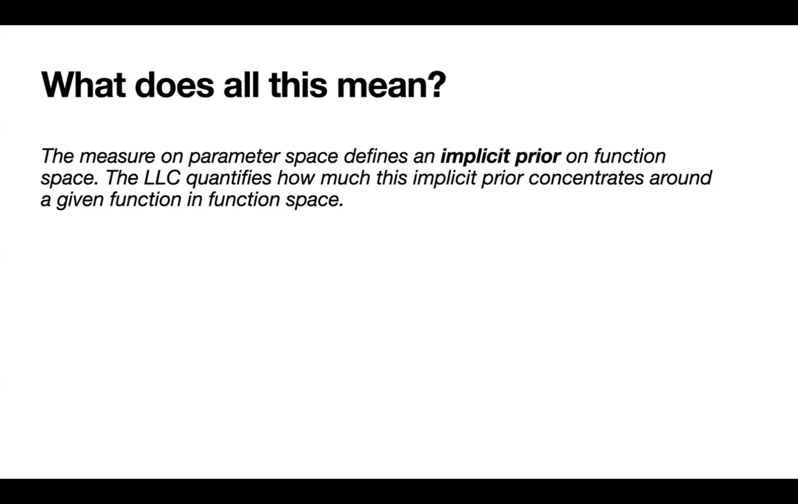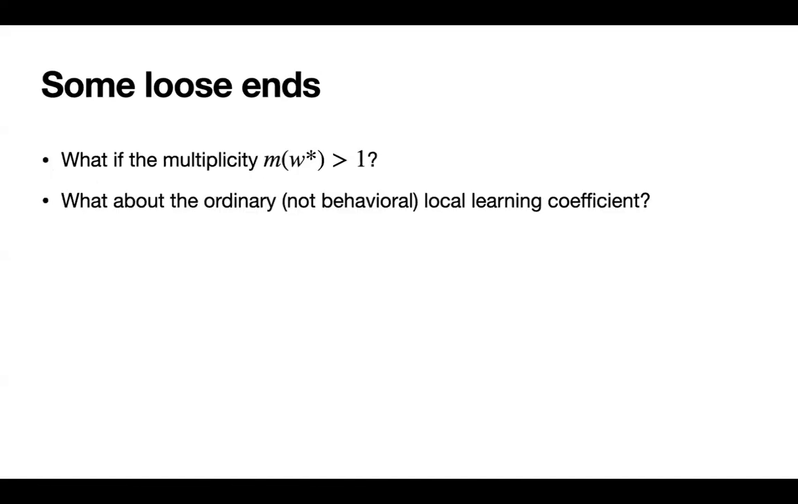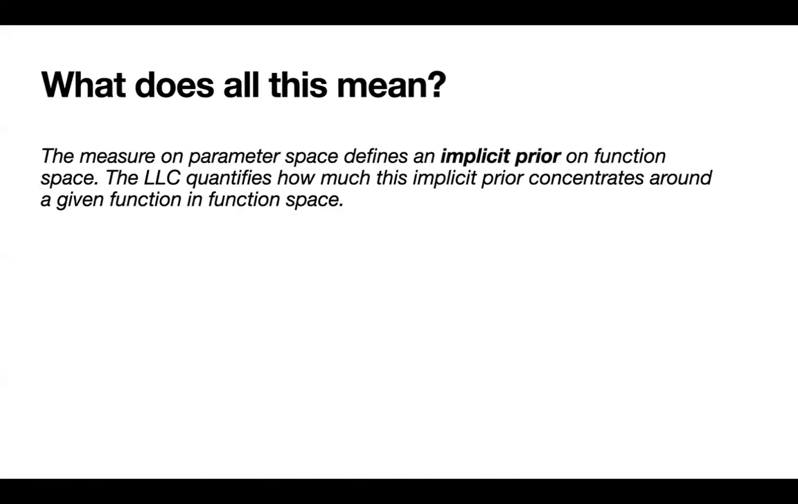So that's what this local dimension result is telling you: exactly how much of this measure in parameter space is being quantified in function space. We're using that distance from function space. And okay, yeah, so that's the important part.